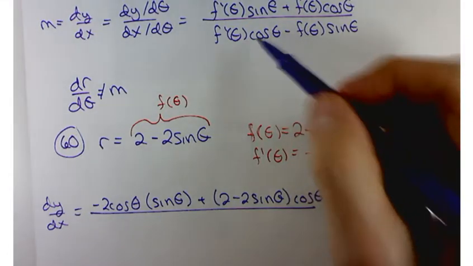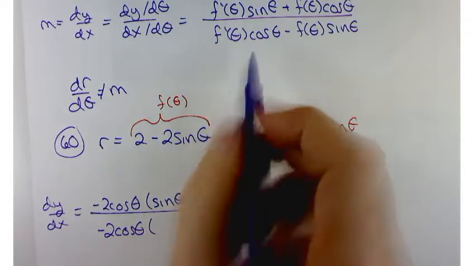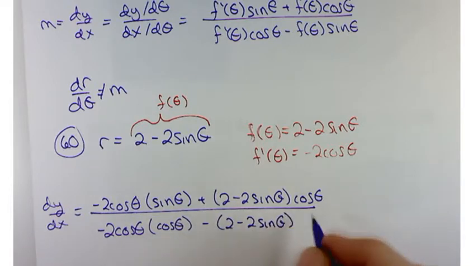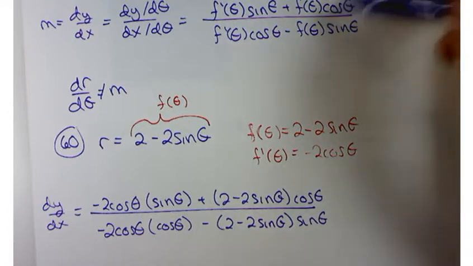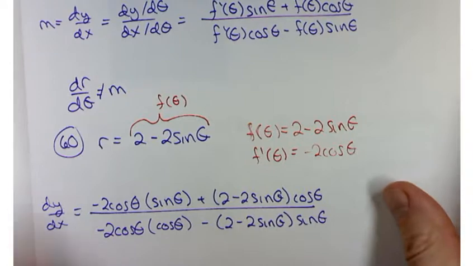I'm going to repeat this process for the denominator. So again, you're going to have f prime of theta, so minus 2 cosine of theta. This time we're going to multiply by cosine of theta minus 2 minus 2 sine of theta times sine of theta. So all I did was I filled in the information from this form of our derivative, slope of the tangent line.